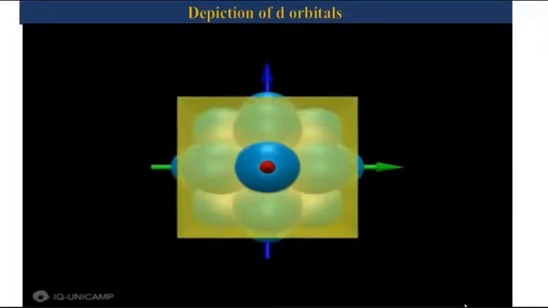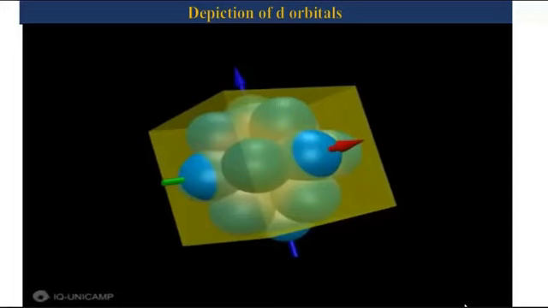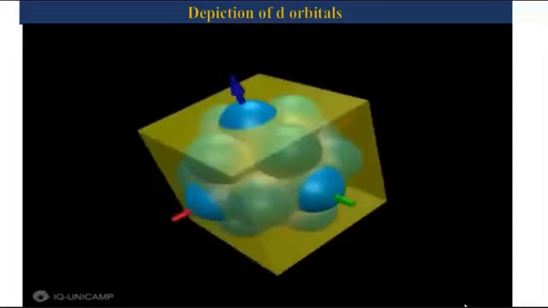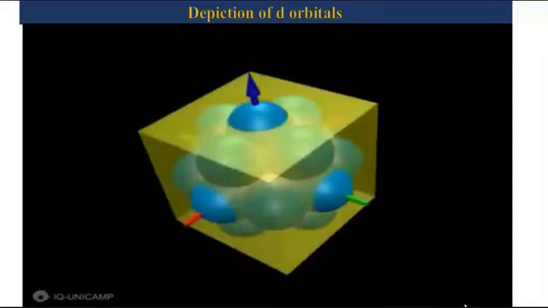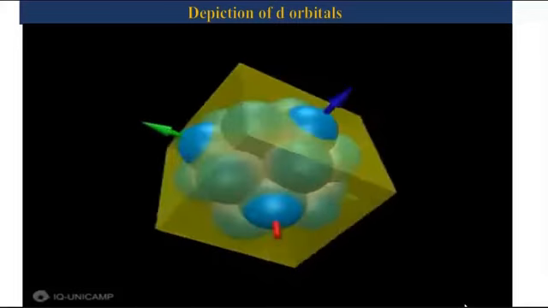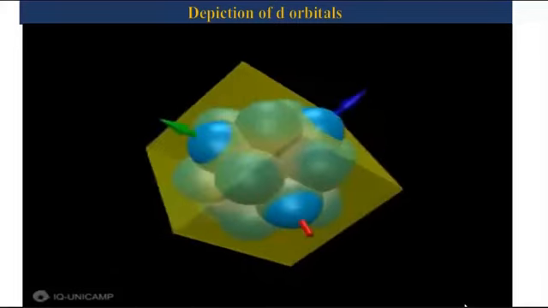Okay. Now see, the metal center is fixed in a cube, in the middle, and then how does this d orbital look? This way we are presenting.